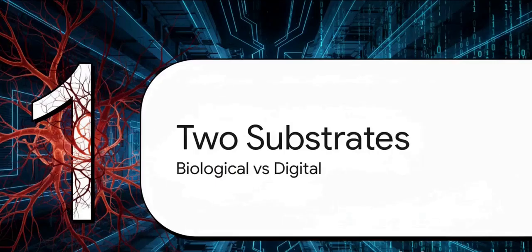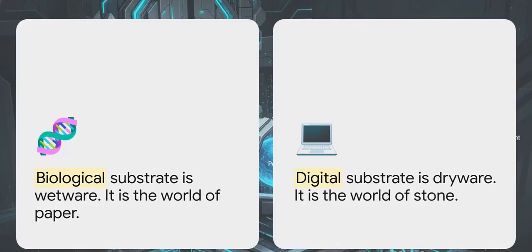Okay, Section 1, the two substrates. We're starting at the absolute foundation of Srivastava's taxonomy to establish the great divide in how minds are actually built. Think of existence as art. And, well, art requires a canvas, right? First, we have the world of paper, which is our biological substrate. It's carbon-based, evolved over billions of years, and fundamentally wet and fragile. It's our wetware.